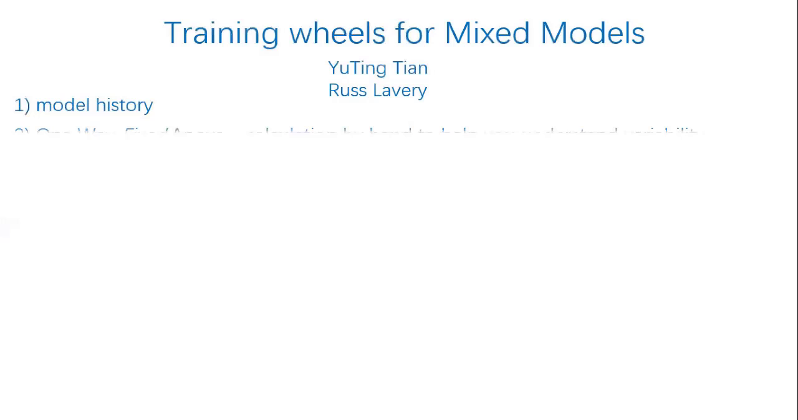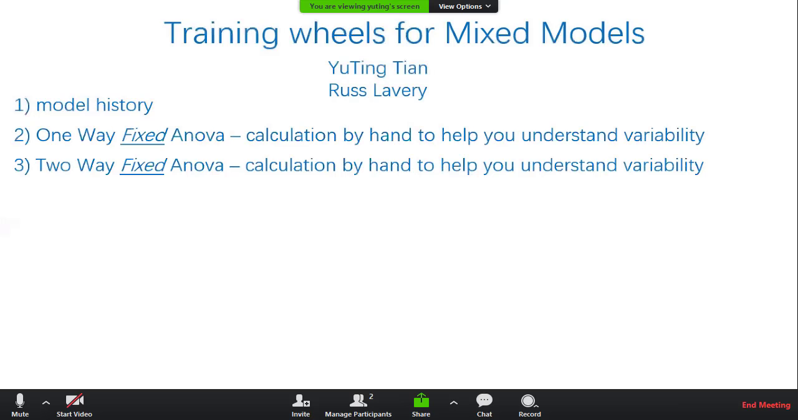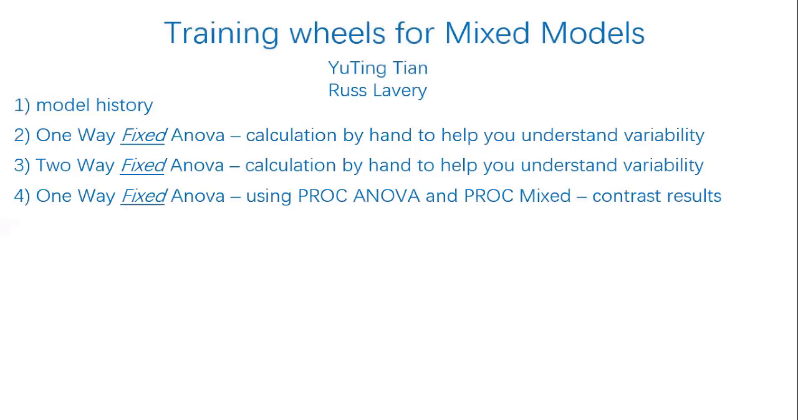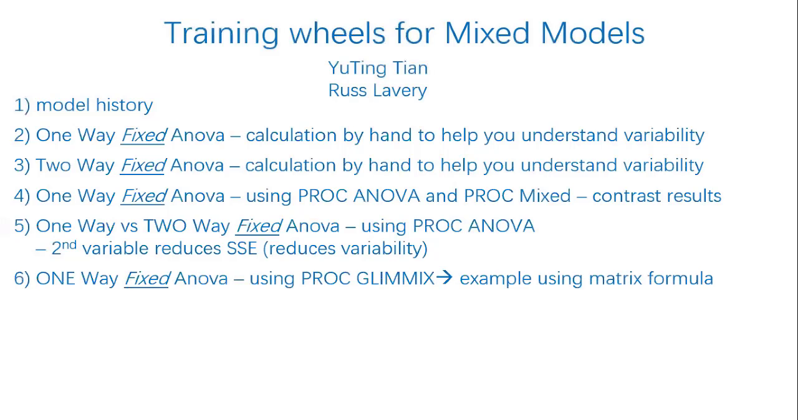First is model history. Second is one-way fixed ANOVA, where I calculate by hand. The third is also calculated by hand. The fourth one is one-way fixed ANOVA, where I use proc ANOVA and proc mixed, and I will contrast the results. The fifth one is one-way versus two-way fixed ANOVA. I use proc ANOVA, and the second variable will reduce some of the sum of squares of error. The sixth one is one-way fixed ANOVA, where I use proc mixed. I will show you the matrix formula.